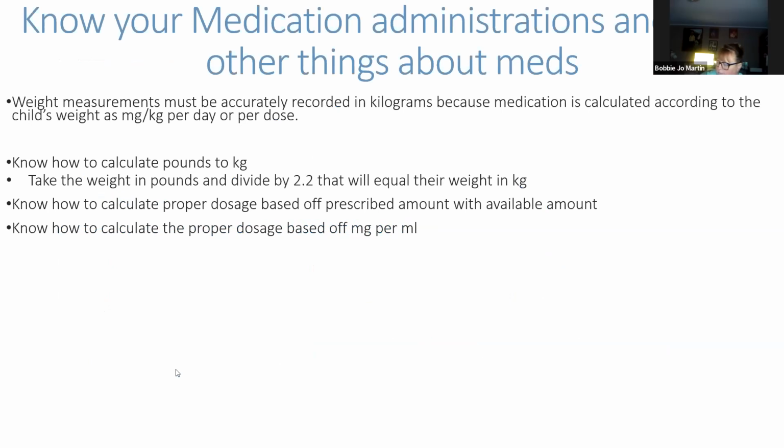So know your medications, know how to calculate pounds to kilograms. And then if they're asking for a dose, 4 milligrams per kilogram, you'll multiply their kilograms by 4, and that's going to be your answer. Also milligrams per mL, dose have, availability, and of course, know your mLs per hour for your IV sites.